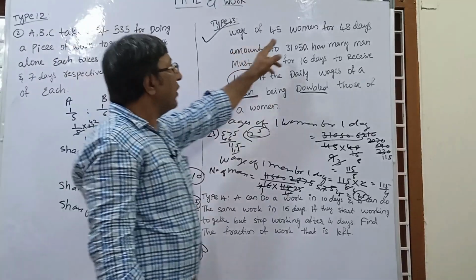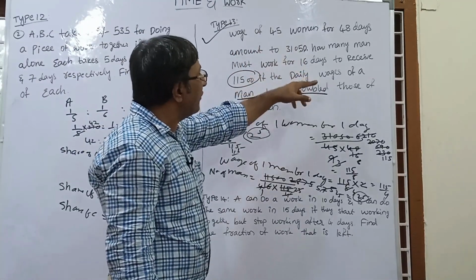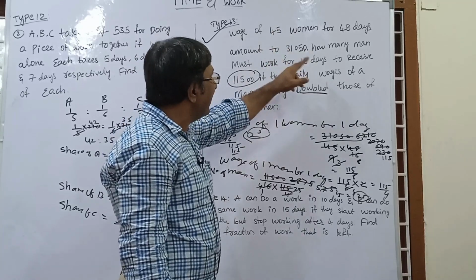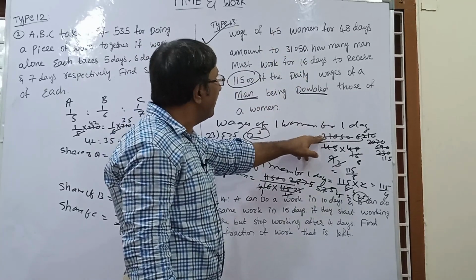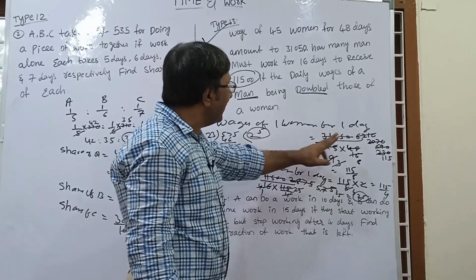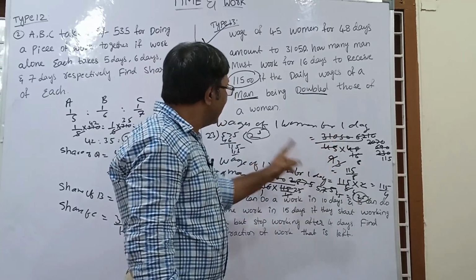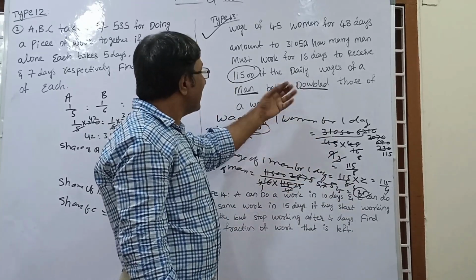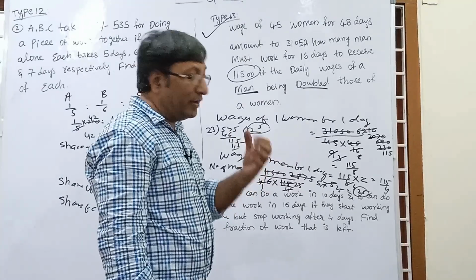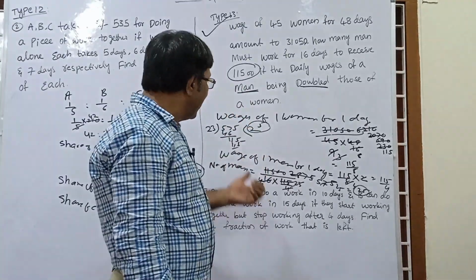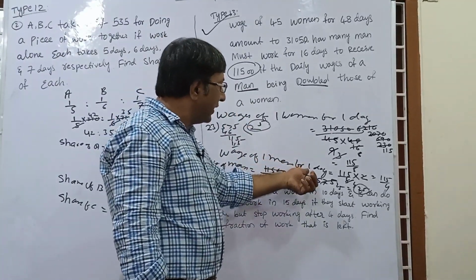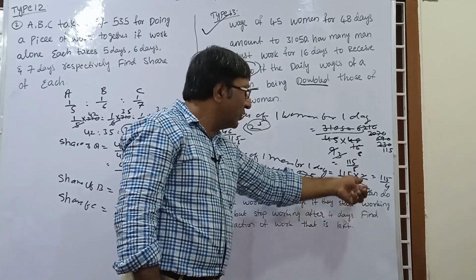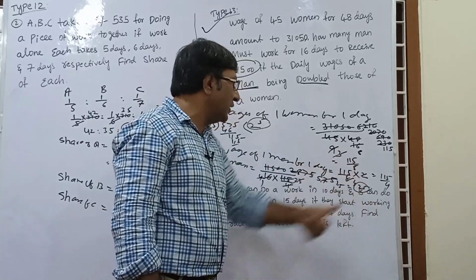Here given 45 women, 48 days, amount is 31050. So first, one woman, 1 day: 31050 divided by 45 into 48. You get the wage of one woman for 1 day. Now the question is that a man's wage is double the woman's. So the man's wage is double the woman's. So the wage of one man for 1 day is what? 115 by 8 multiplied by 2. So 2 for that, 115 by 4.